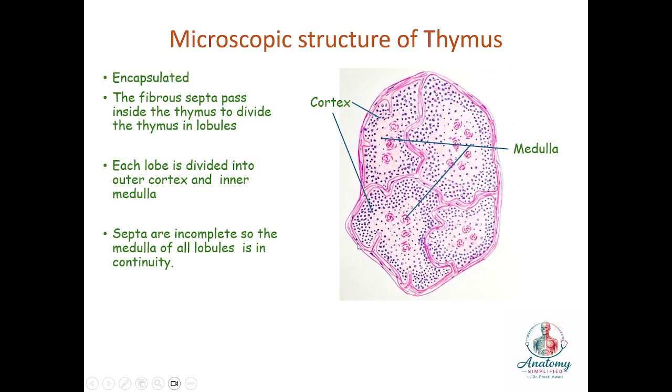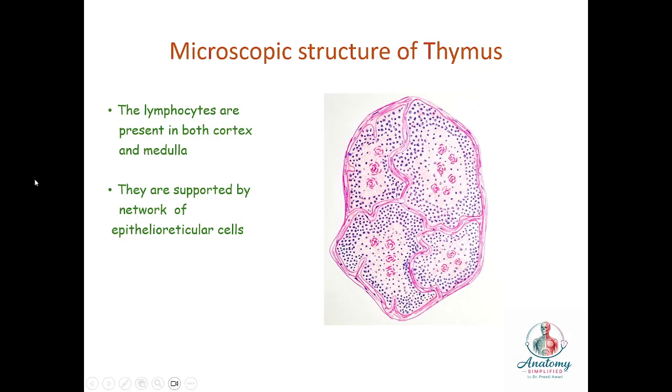So suppose this is one lobe, this is another lobe, like that. There are many lobes, and the lobes are again divided into outer cortex and inner medulla. The septa are incomplete, so the medulla of all the lobules is in continuity. So you can see the medulla is continuous. Lymphocytes are present in both cortex and medulla.